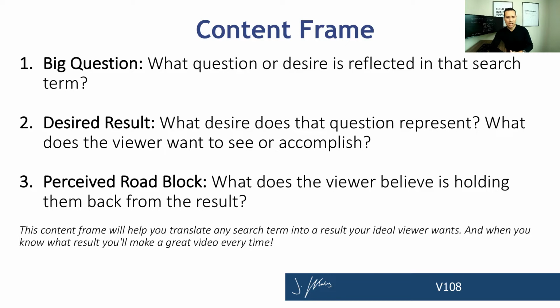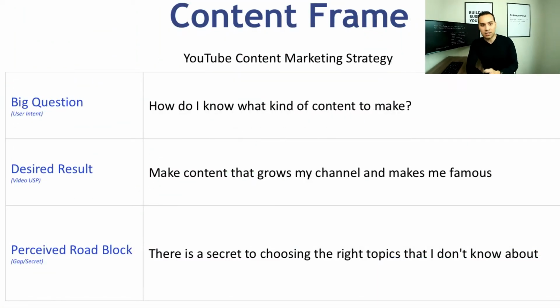So yesterday's video, YouTube content marketing strategy, figuring out what's the big question behind the keyword, because the keyword represents a real person who's looking for an answer. So even if the keyword isn't in the form of a question, I found it really easy for me to create the content if I turned the keyword into a question. So I'm answering the user intent directly. So I turned that keyword into, how do I know what type of content to make? I should have said for YouTube.